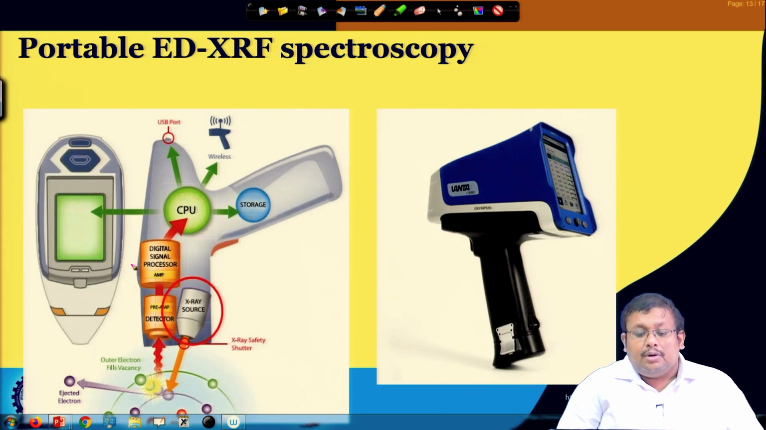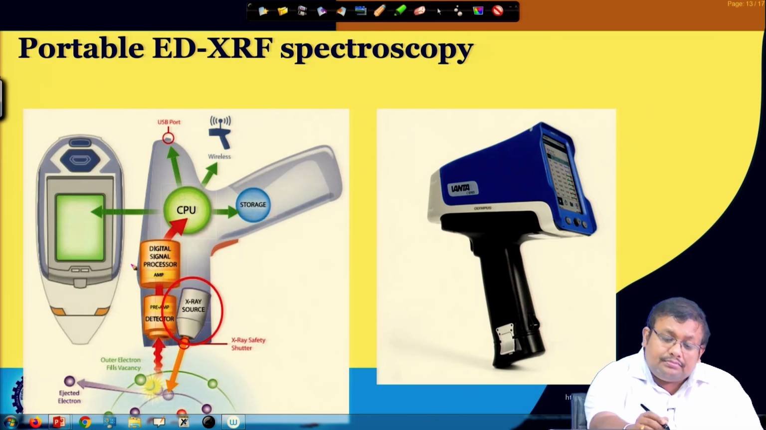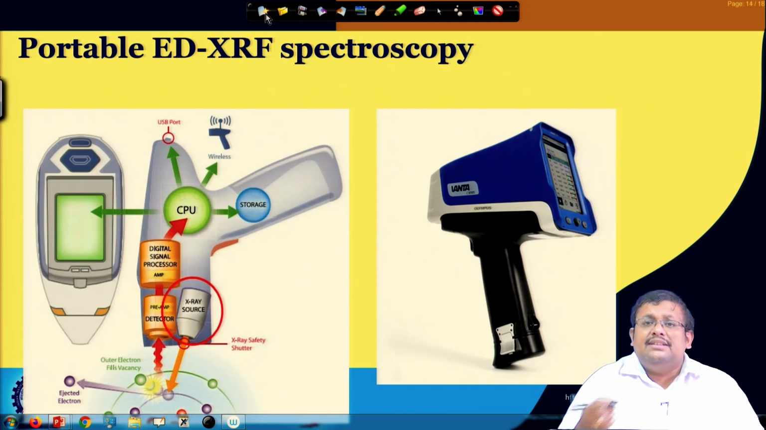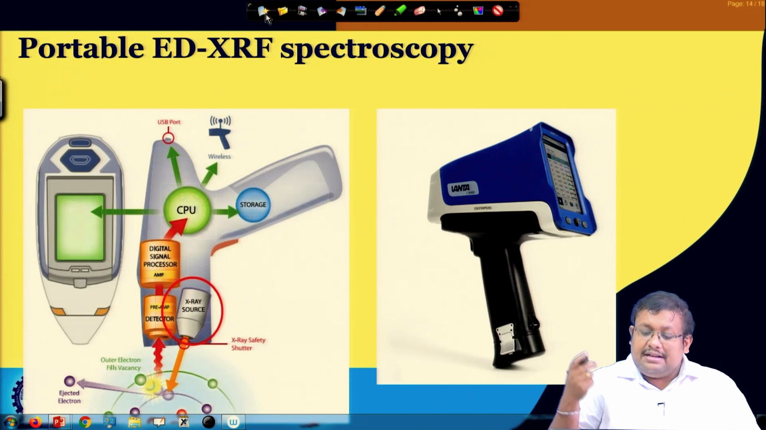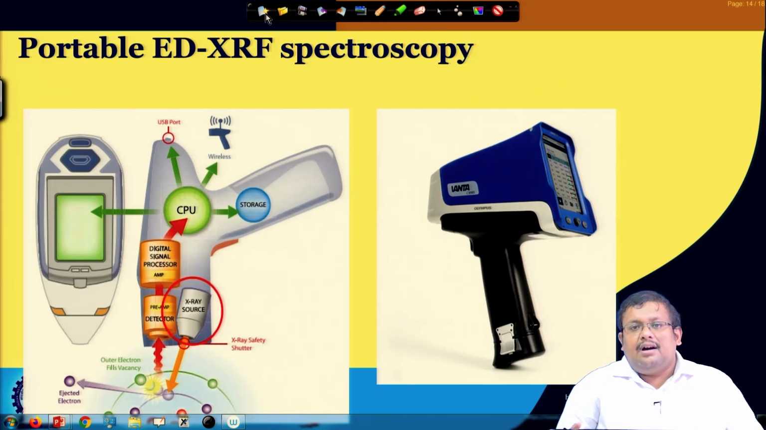This is an example of portable XRF from Olympus. There are several companies which develop this instrument. These are very portable technology, and they are very easy to use. They are operated through batteries. You can literally carry it in any field and you can measure the elemental concentration directly in the field.